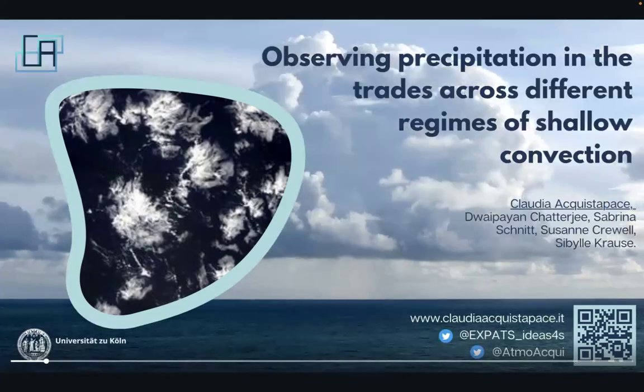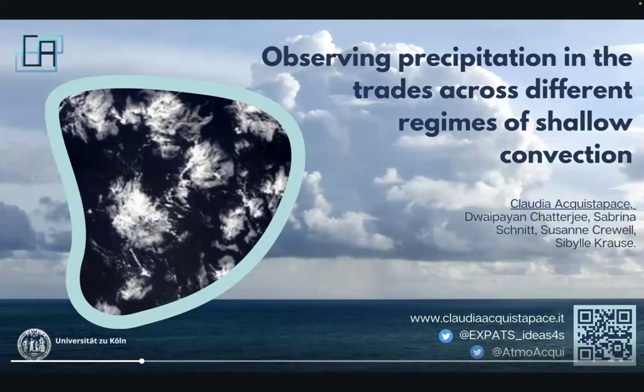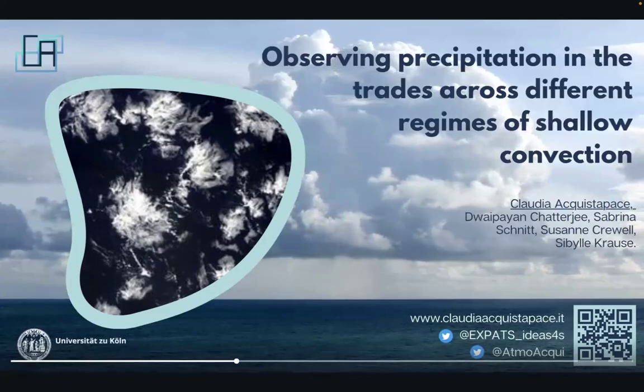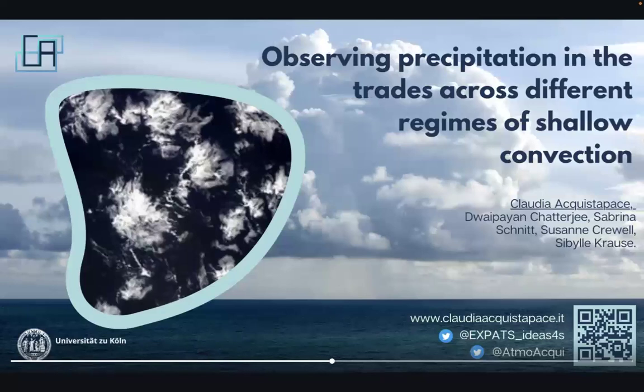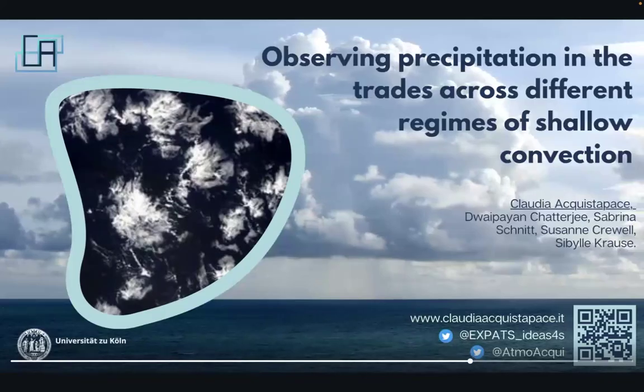So this is part of the work I've been doing in the last 4 years, and it deals with the observations that were collected during the EUREC4A campaign. As you can see from the title, it's about observing precipitation in the trades across different regimes of shallow convection. The core idea is really to look at different cloud regimes.